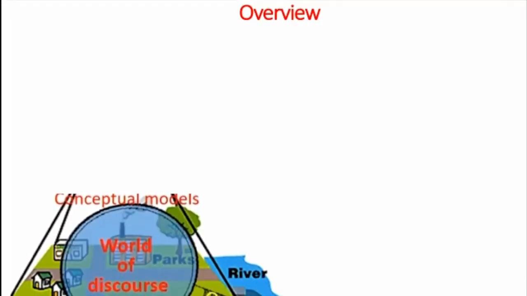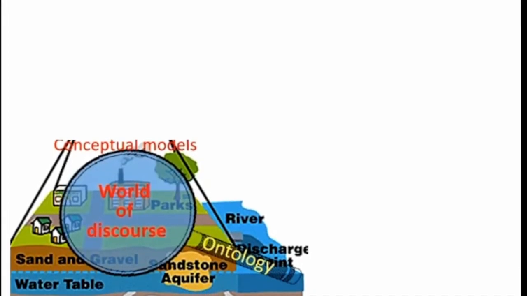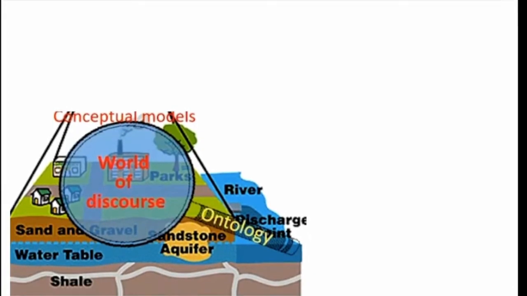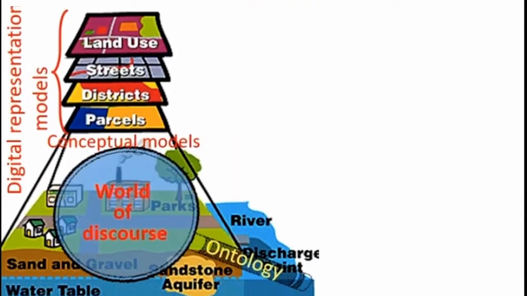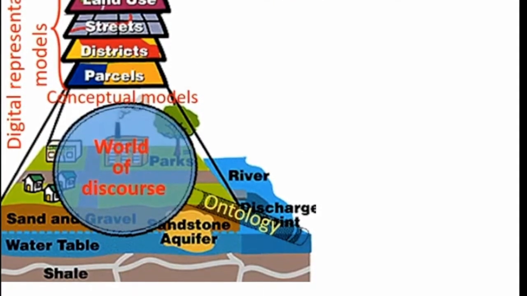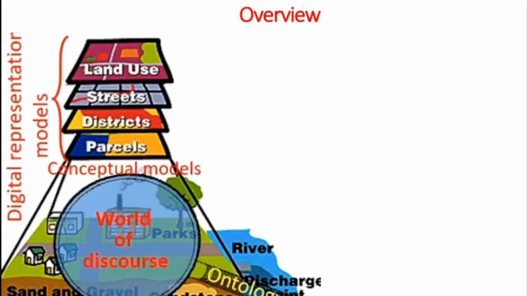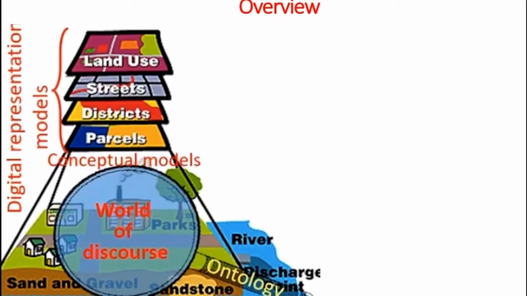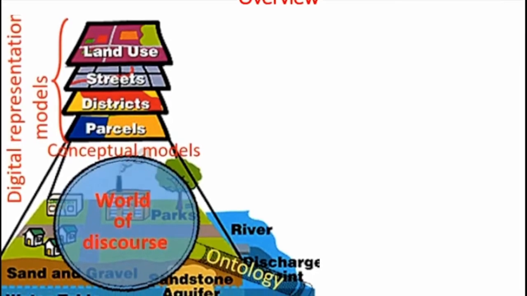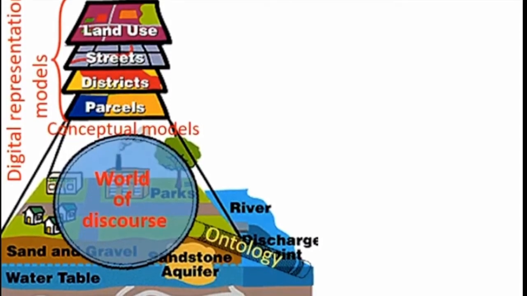As an overview, we particularly know the conceptual model, which is the world of discourse, which contains rivers, land, ontology, semantics of the real world. After that, it will contain digital representation models, which represent that land. If it is in use for different purposes, it could be residential, industrial, then we will represent it as a raster or vector data model in different categories.